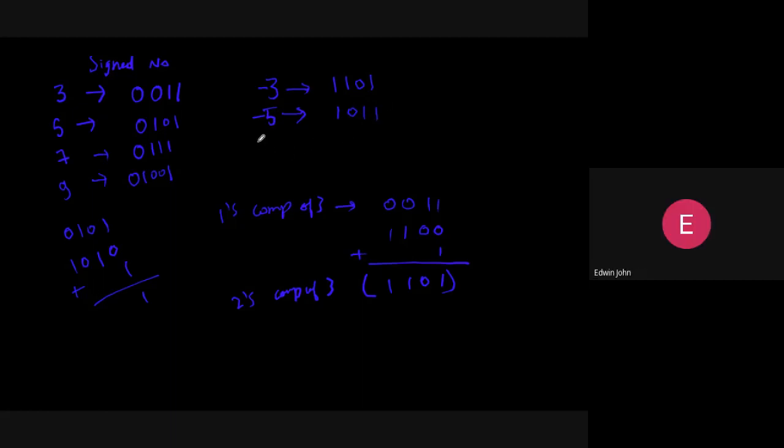Yes, sir. Now tell me what is -7. 1001. Everybody is getting the same answer. Yes, sir. Okay. What about -9 now? 1011. Everybody is getting the same answer.